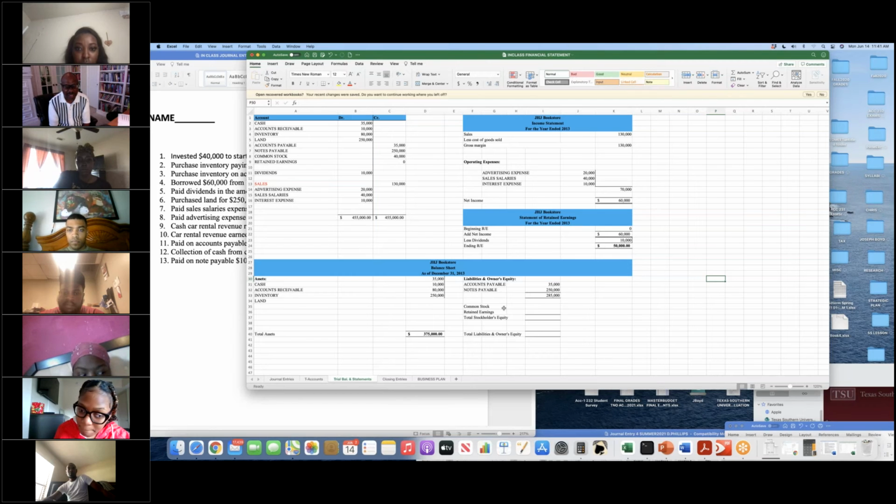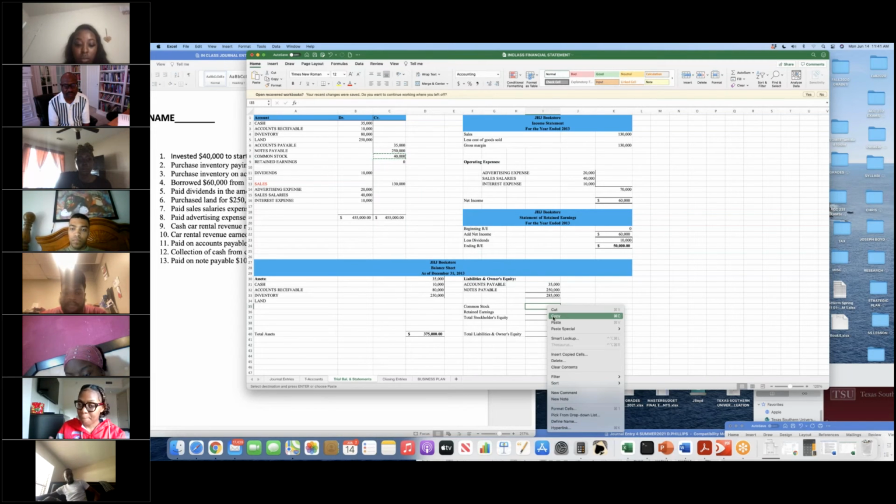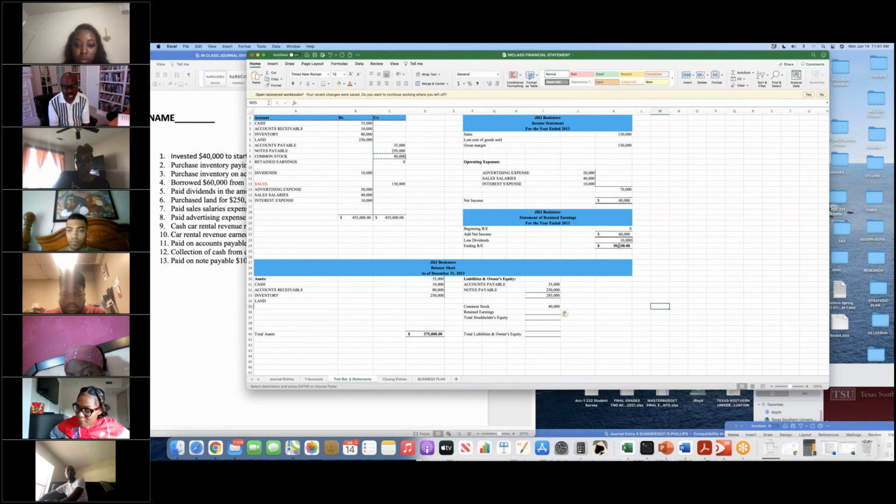Now we need to get our stockholders' equity. So we're going to go up here to common stock, 40,000. We'll see if we can copy it and paste it. And the key thing for retained earnings, we want to go here to this new ending retained earnings. We calculated it. Want to copy it.